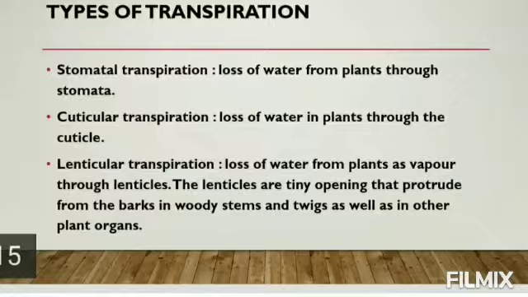Next are the types of transpiration. First one is stomatal transpiration, second is cuticular transpiration, third one is lenticular transpiration. Stomatal transpiration is the loss of water from the plants through stomata. Cuticular transpiration is loss of water from plants through the cuticle. And third one is lenticular transpiration, loss of water from the plants in the form of water vapor through the lenticels. Lenticels are protrusions from the bark in woody stems and twigs as well as in other plant organs.